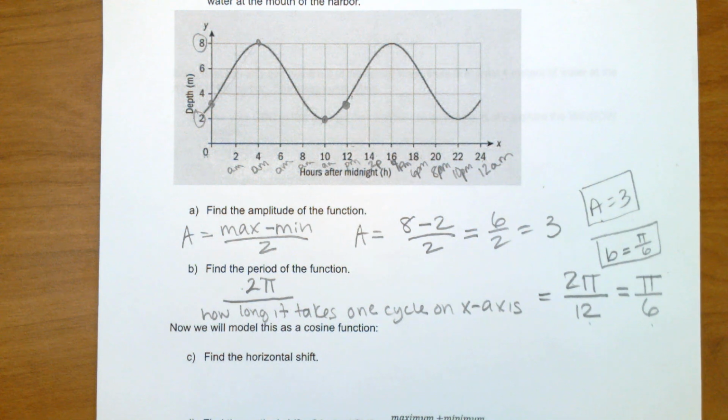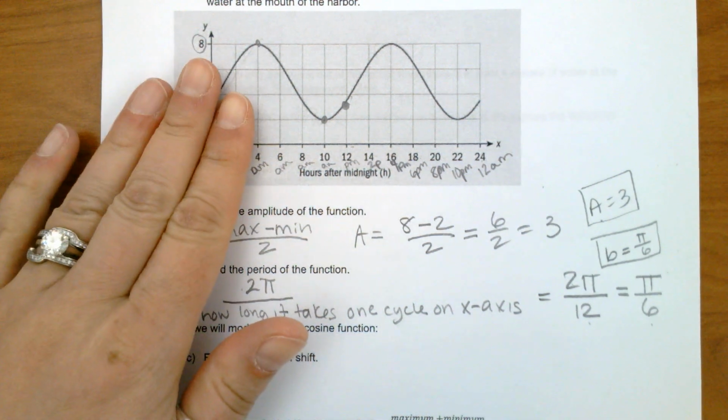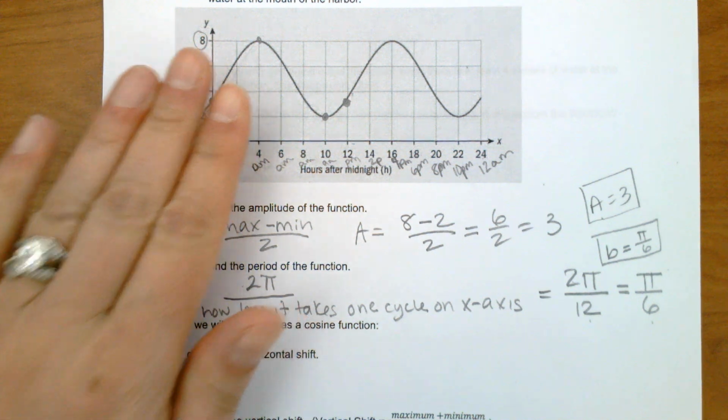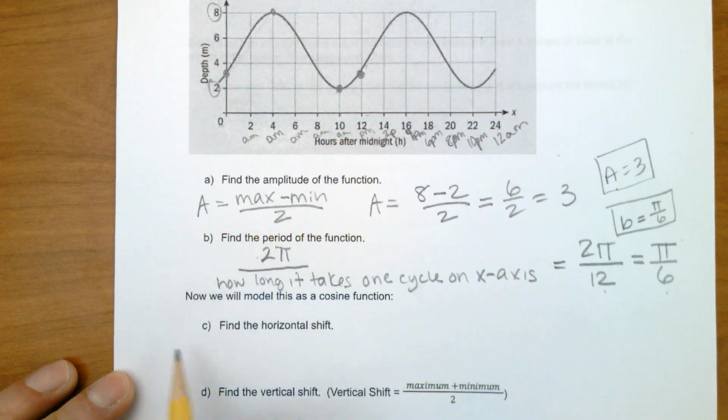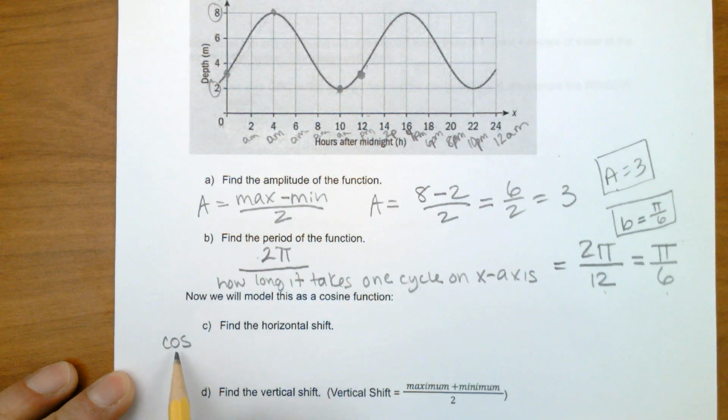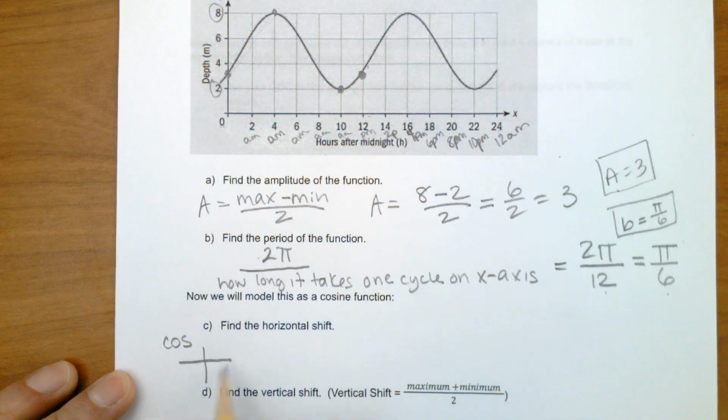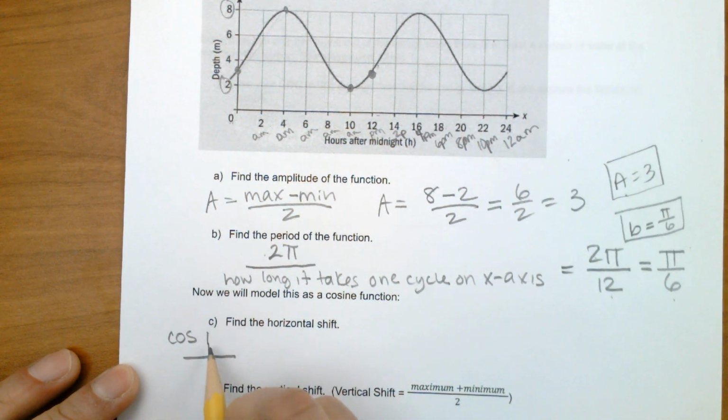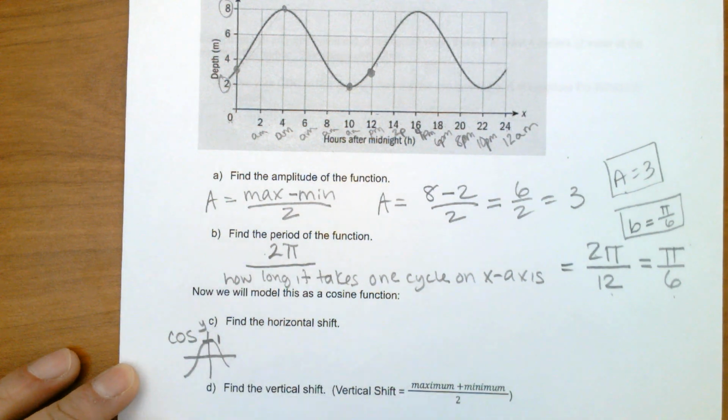Now, the horizontal shift is from the original graph of either a sine graph or cosine graph. So I'm going to write a couple notes before we get the horizontal shift of our graph. If we were looking at a cosine graph, we always look at the y-axis and where it starts. So a cosine graph has a maximum at 1 on the y-axis.